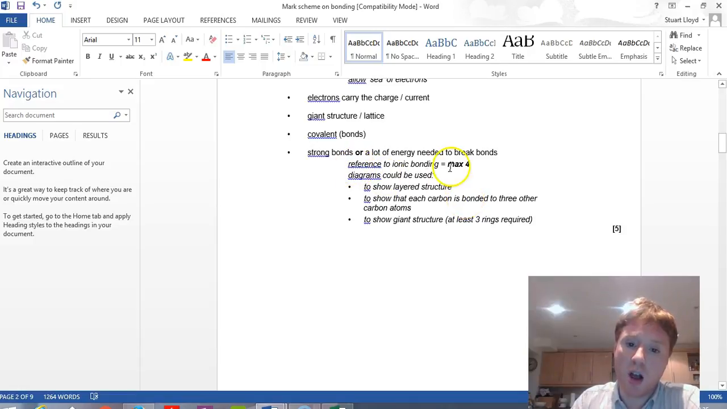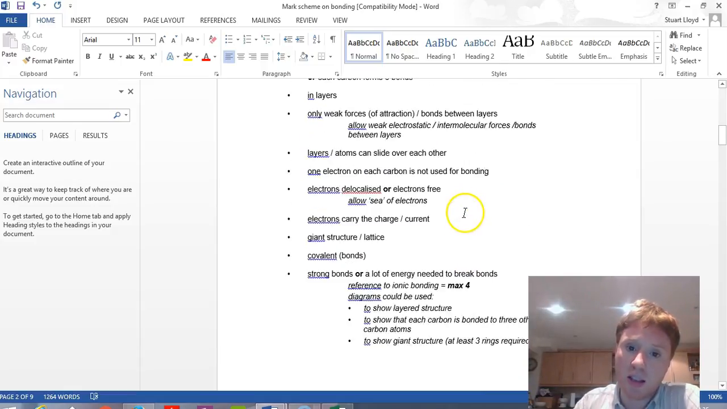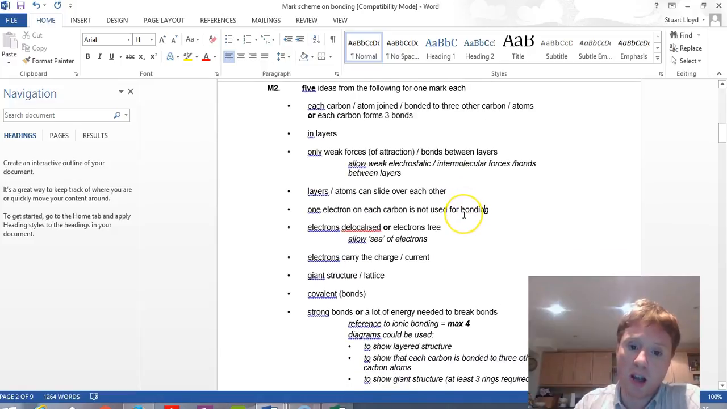If you talk about ions, you can't get 5 marks, you can only get 4. And in some cases in questions like this, if you drew graphite, you could get some marks. If you drew it and showed there were layers, you'd get a mark. If you drew it to show each carbon bonded to 3 others, you get a mark. And if you drew a giant structure, you get a mark. So, like the structure of metals question, drawing diagrams doesn't hurt.